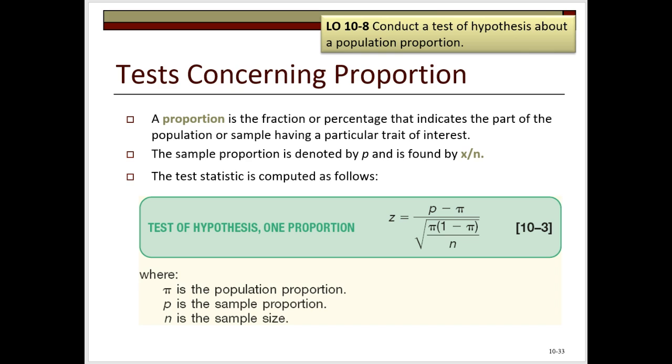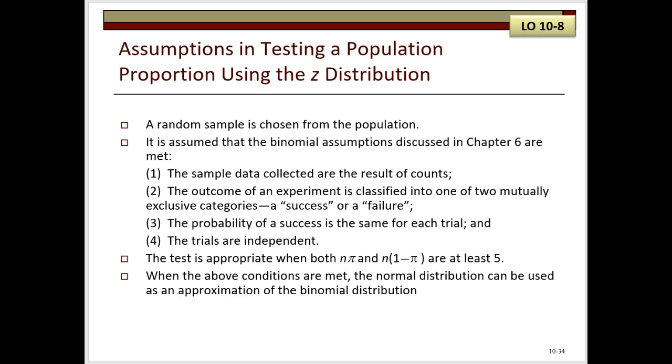We show on this slide the formula for computing the z-statistic for testing a population proportion. In this formula, pi is the hypothesized proportion and n is the sample size. In conducting tests involving a population proportion, we can also apply the standard normal distribution or the z-distribution.